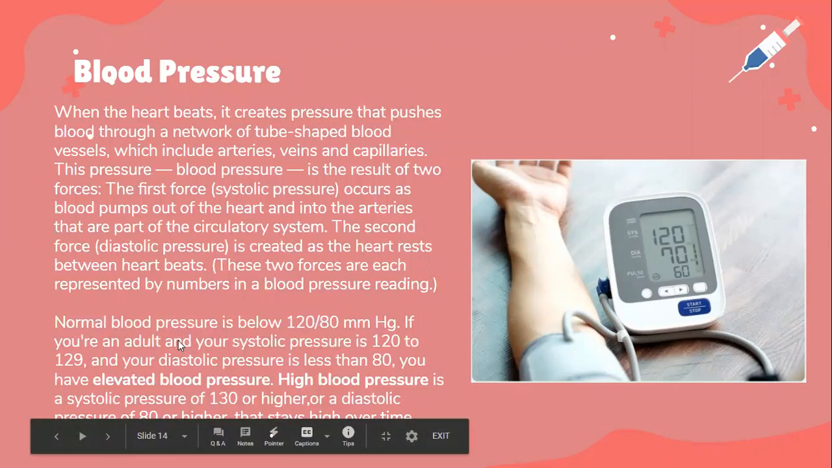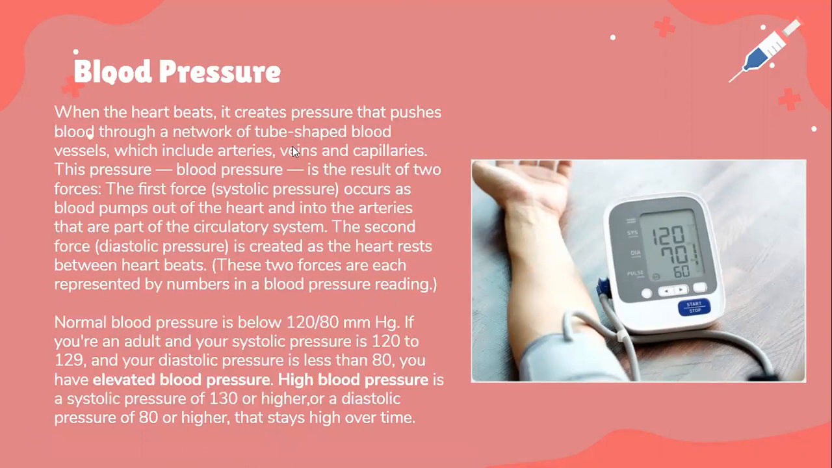So let's talk about blood pressure. When the heart beats, it creates pressure that pushes blood through a network of tube-shaped blood vessels, which include arteries, veins, and capillaries. This pressure, which is known as blood pressure, is the result of two forces. The first force is called systolic pressure, and it occurs as blood pumps out of the heart and into the arteries. The second force, diastolic pressure, is created as the heart rests between heartbeats. So systolic is when the blood pumps out, and diastolic is when the heart rests.